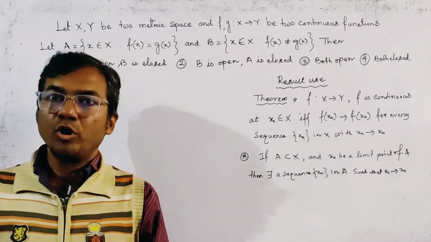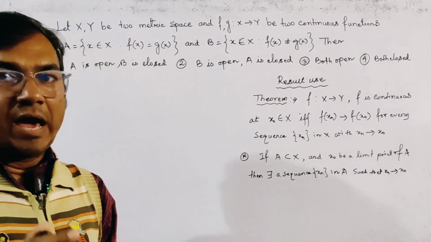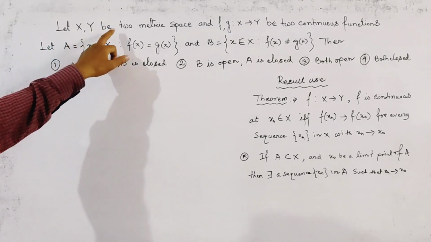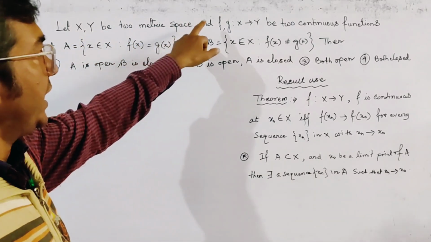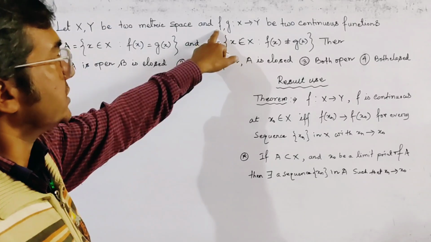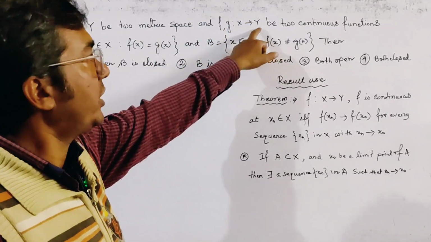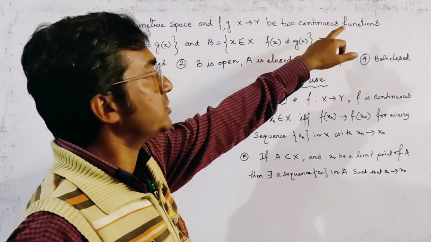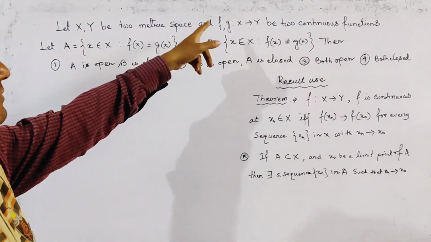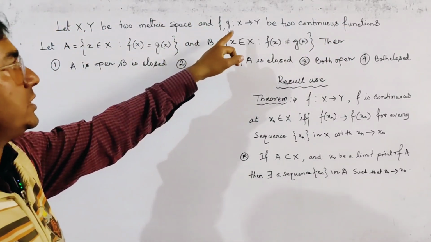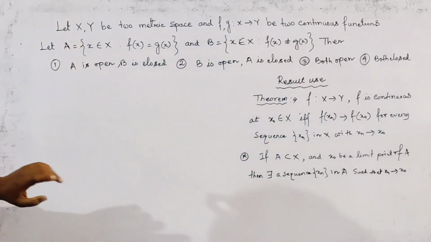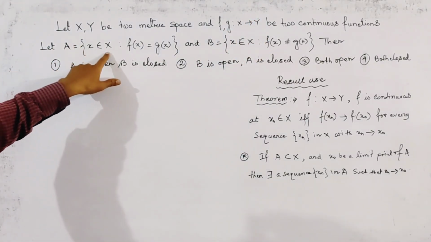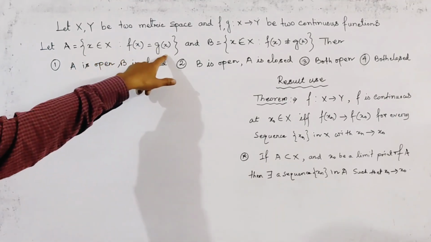Today's problem is from metric space. Let X, Y be two metric spaces and f, g be two functions from X to Y. They are also two continuous functions, that is, f and g are both continuous functions from X to Y. And let A be the set of x belonging to capital X such that f(x) = g(x).